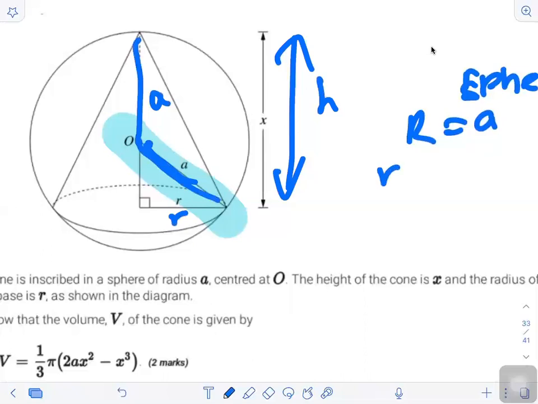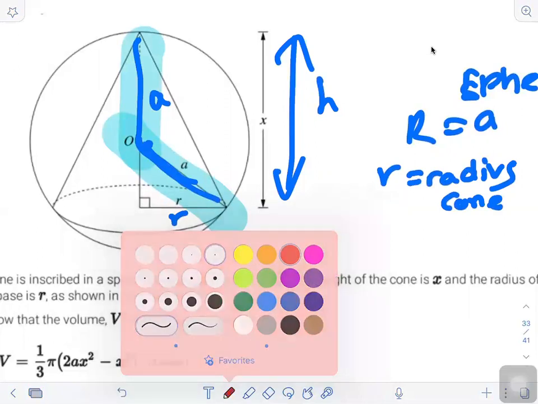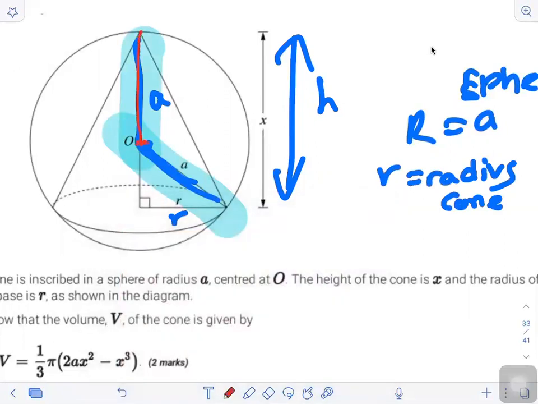And R equals the radius of the cone. I'm just going to change this to something a bit smaller. A is the radius of the sphere, so it also goes out there. In this question, you'll notice that this length here, down to here, and this length here, they're different lengths, they're not the same length. And then we have this triangle coming out here.